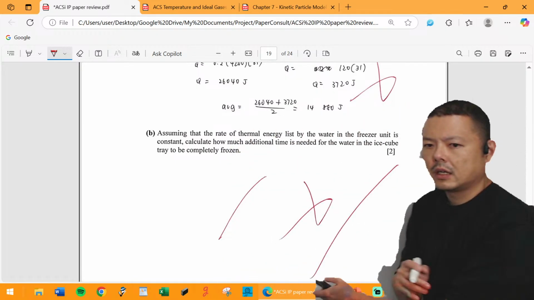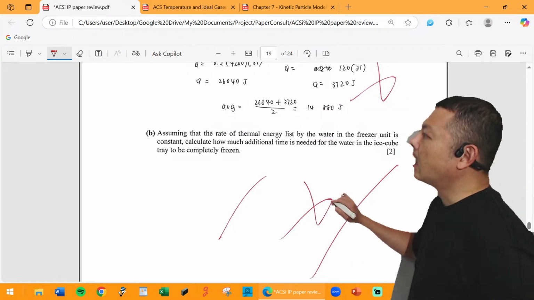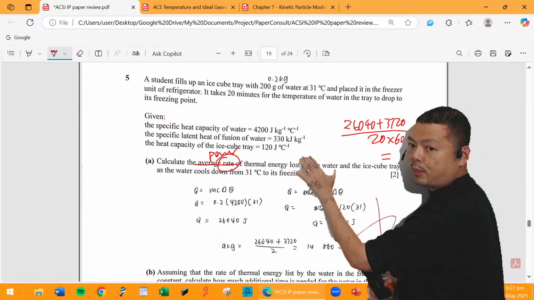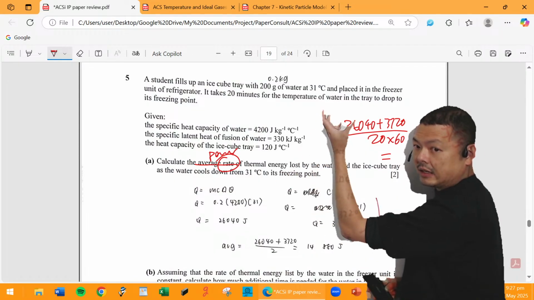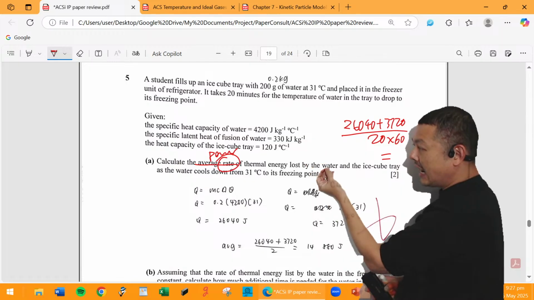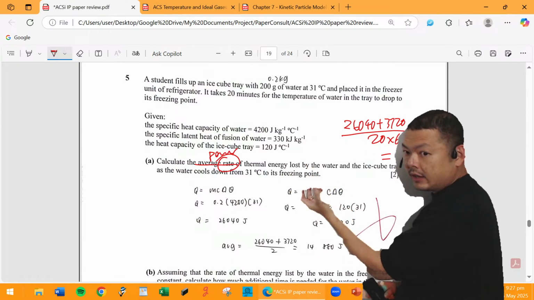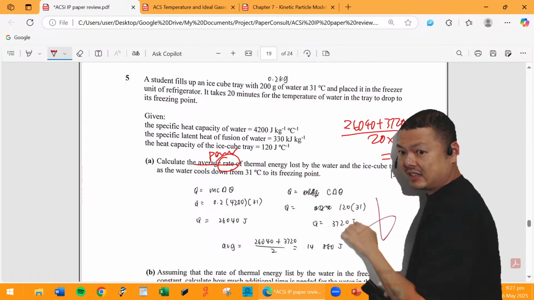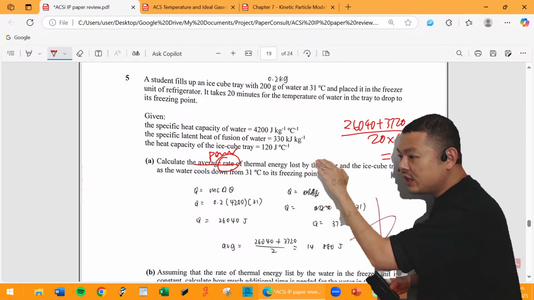Why? Oh, guys, you see, when you bring the water and the ice cube to freezing point, means to 0 degrees, right? Has the water frozen yet? Not yet. What do you need to do?